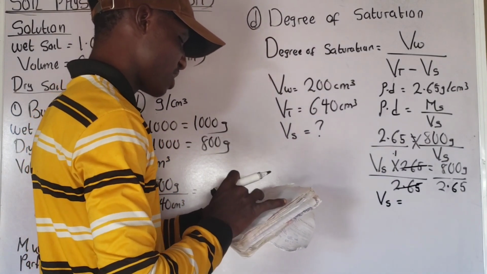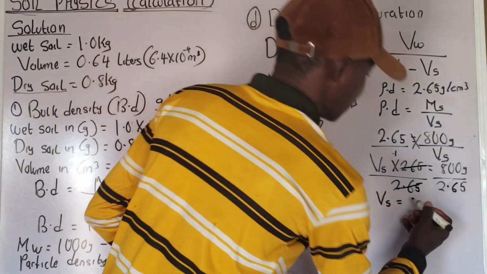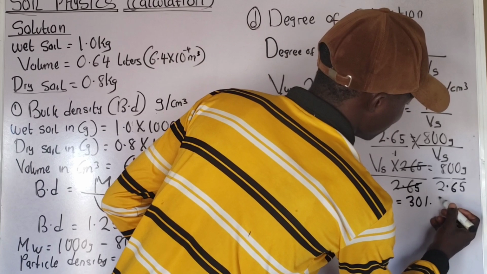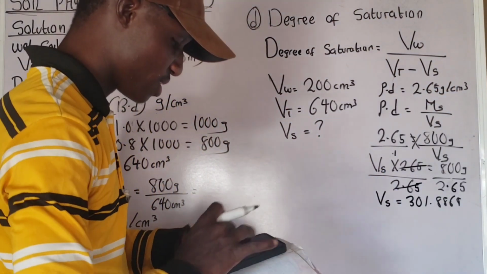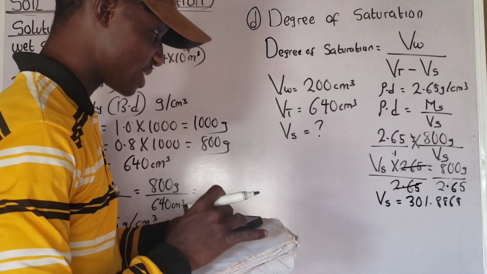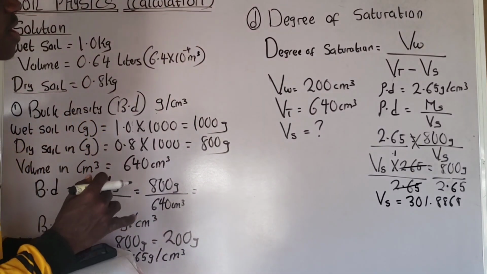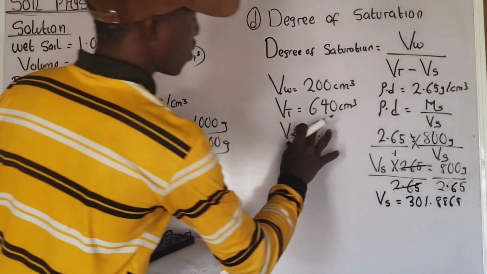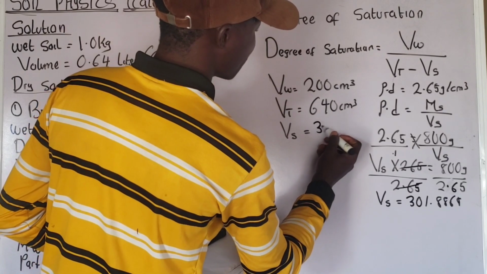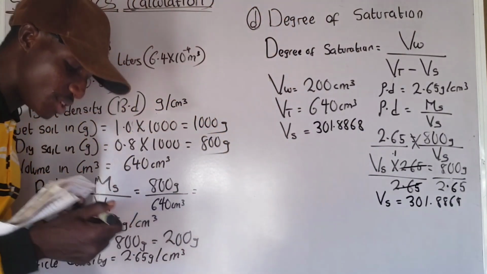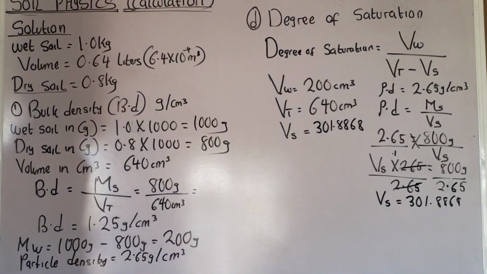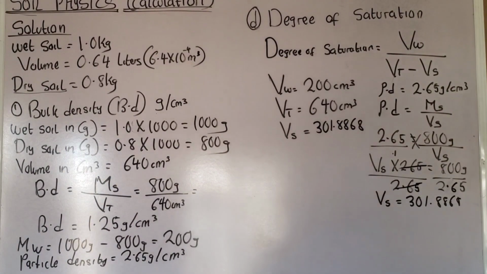That will give us 301.8868. You understand? Let me calculate it. Yes, 301.8868. Now, having gotten the volume of the soil as 301.8868, we can determine the degree of saturation because we have all the parameters that we need in the formula.